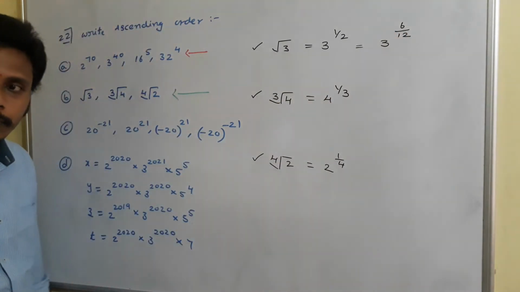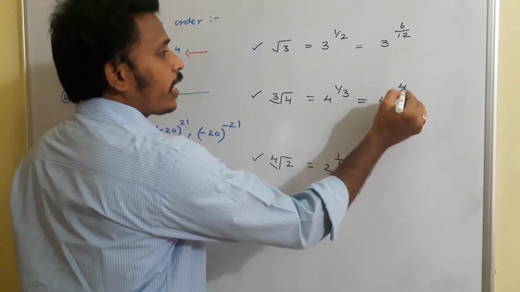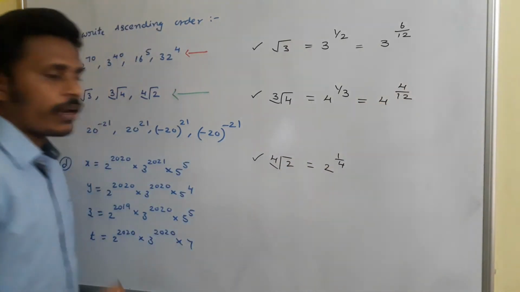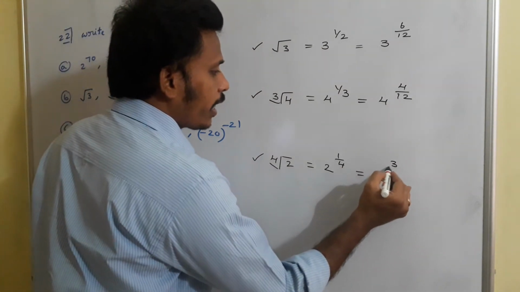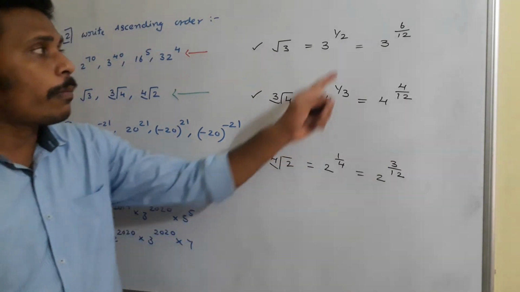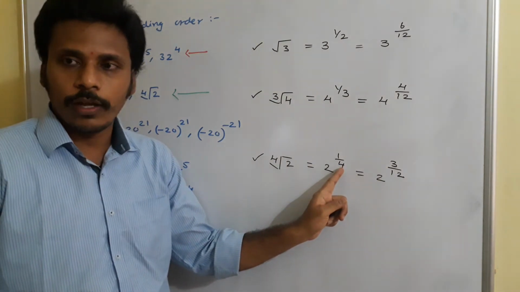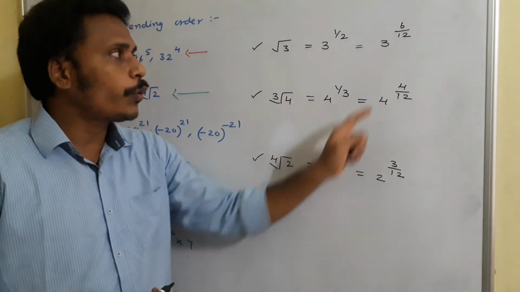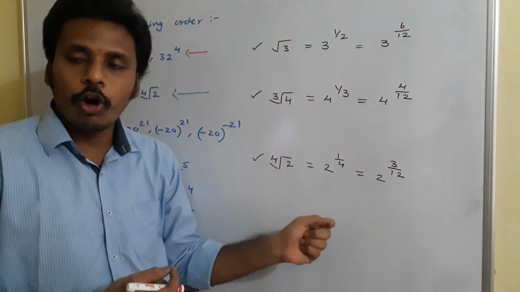Anything wrong? Right? And this is 4 power 1 by 3. I will rewrite it like 4 power 4 by 12. Is it right? And again this is 2 power 1 by 4. I will rewrite it like 2 power 3 by 12. Since the least common multiple of these three numbers 2, 3, 4 is 12, I am trying to rewrite all these three powers with the denominator as 12.